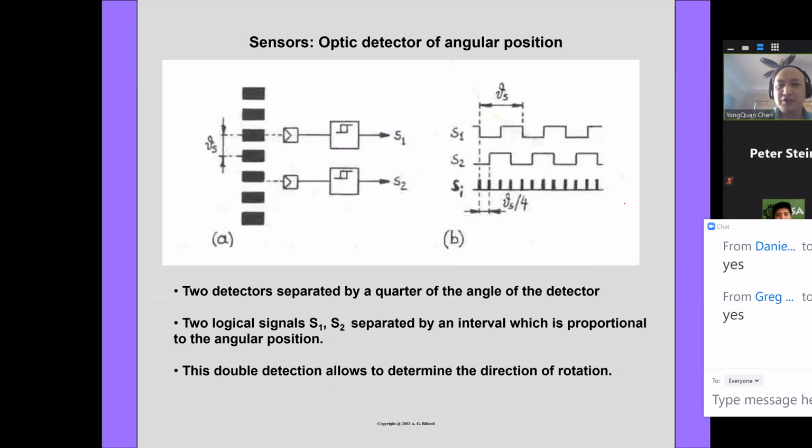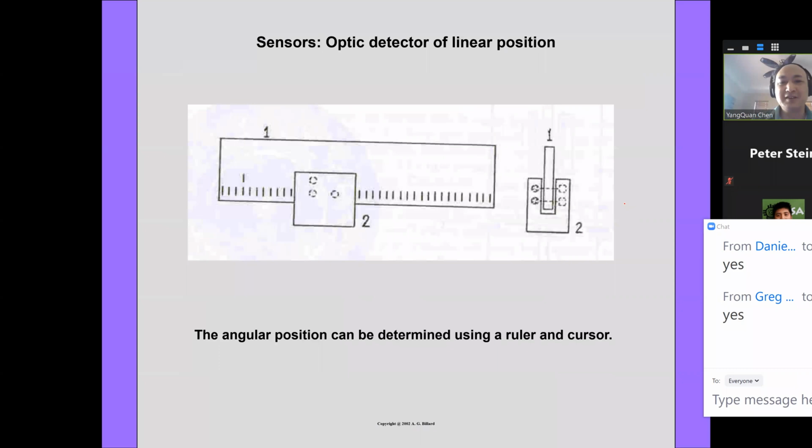We have two channels. You have two sources and two pickups. So then you have a quadrature, so then you have four times more resolution. And also people use this as an optical detector for linear motions. They also have two light sources and two receivers. So it's called an optical ruler.